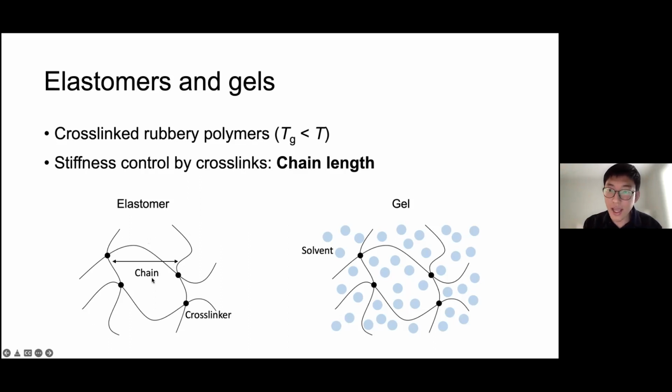So you can define a chain by two crosslinks like this. Then this chain cannot explore the entire volume. It only explores the limited area defined by the two crosslinks. Okay. If you put these elastomers in the solvent of the polymer, then the solvent molecules will start to mix with the polymers like this. Solvent molecules and polymers are mixed. We call this a gel.